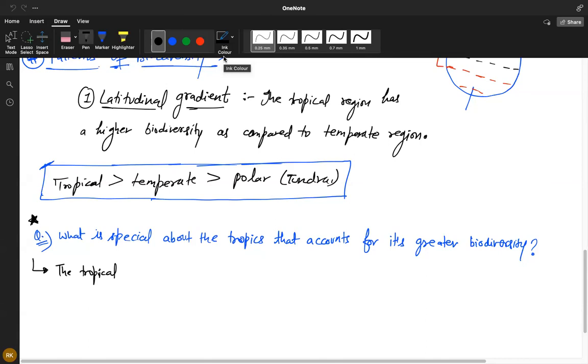The answer is not yet complete. The other reason is, my first point, which is not extremes of weather, also helps in survival of organisms. But there's the second factor. So write down B. And the second part of the answer is: tropical environments are less fluctuating and more predictably constant. Tropical environments are less fluctuating and more predictably constant. Okay.